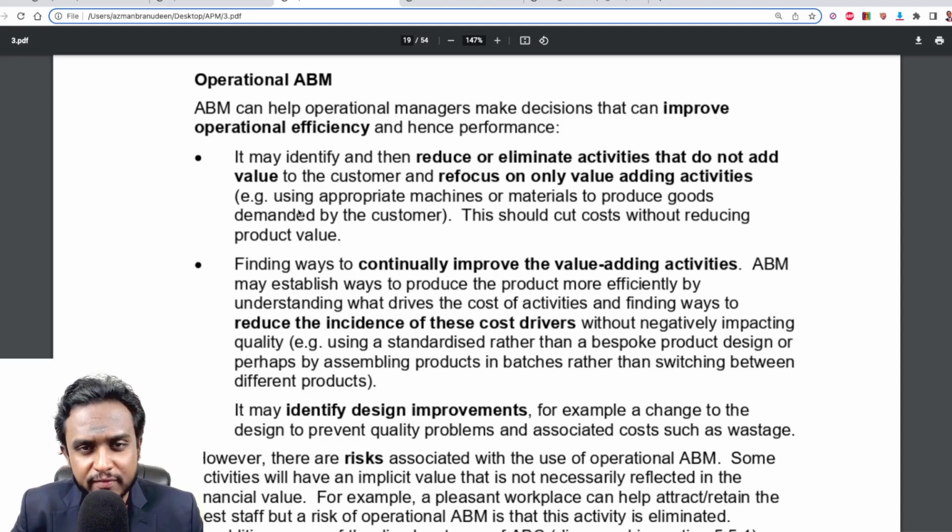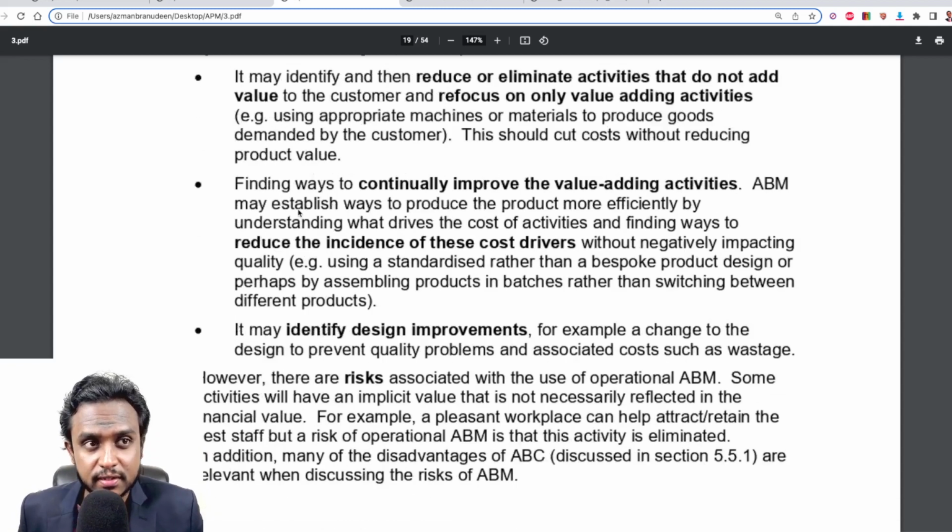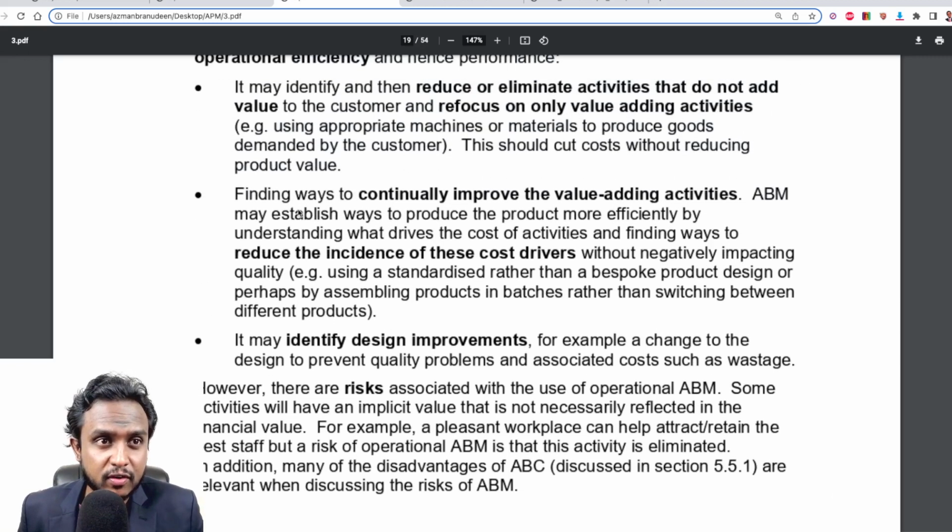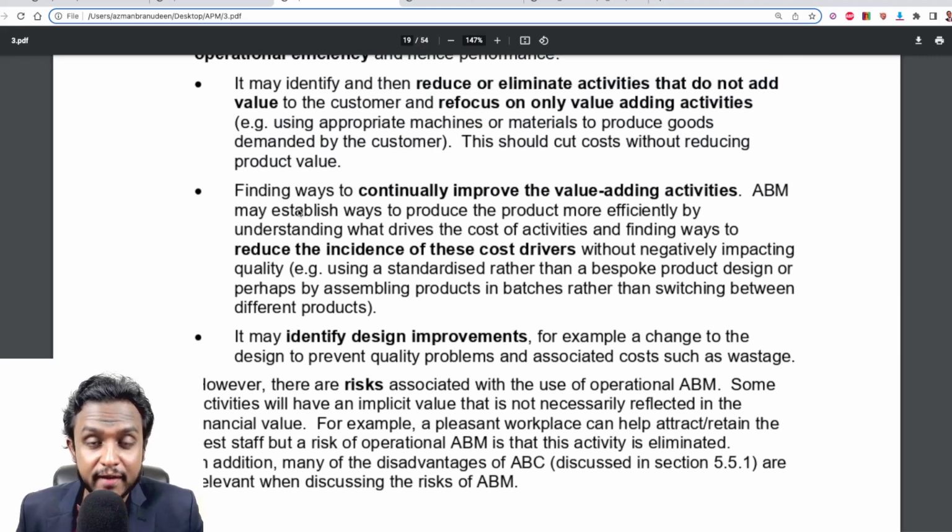In terms of straightforward explanations, operational ABM is essentially when we can use ABC information to improve operational efficiency. By reducing and eliminating activities that don't add value, by refocusing on only value-adding activities, by continually improving the value-adding activities, by reducing the incidence of cost driver rates. If we understand that a particular cost driver is running too high, and therefore our costs are running high, then what we can do is we can exert control over that particular cost driver and see how exactly we are going to manage it. And it can be used to identify design improvements. It can be used for risk management at operational level, etc.